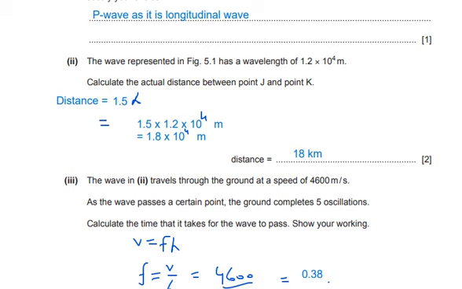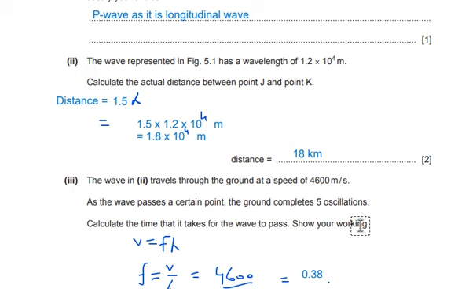Okay, part (c). The wave in (b) travels through the ground at a speed of 4600 meters per second. As the wave passes a certain point, the ground completes 5 oscillations. Calculate the time that it takes for the wave to pass. This means we have to calculate the time for 5 oscillations.